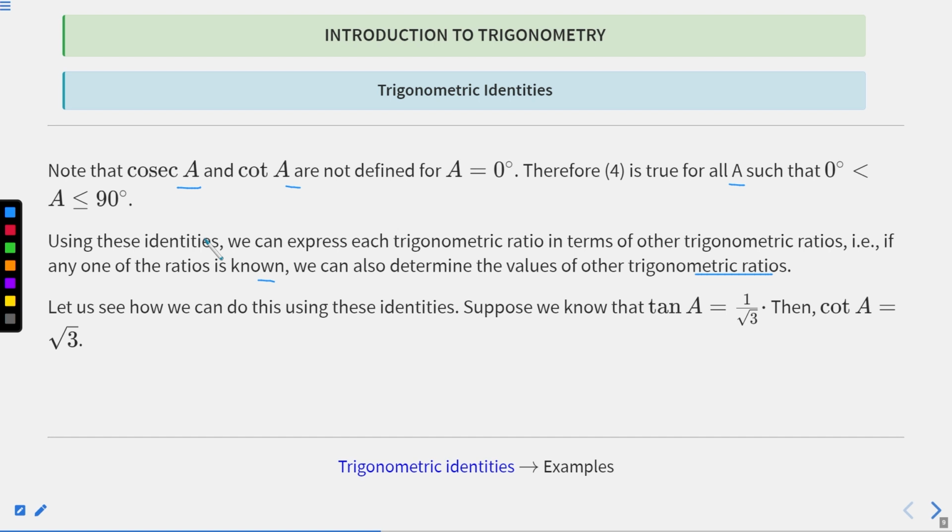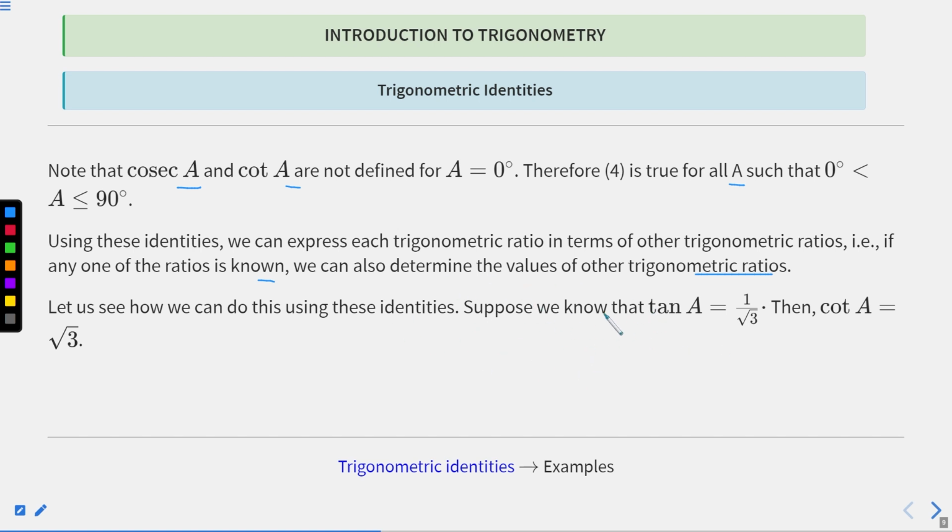So basically here we get three identities. One identity is cos square A plus sin square A is equal to 1, the second identity is 1 plus tan square A is equal to sec square A, and the third identity is 1 plus cot square A is equal to cosec square A. Okay, so now let us see how we can find other trigonometric ratios using these identities if we are given one trigonometric ratio.